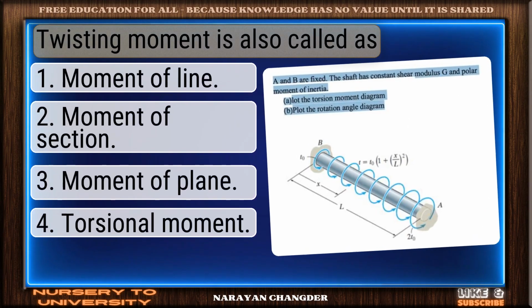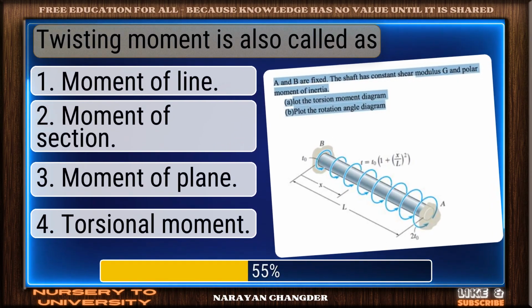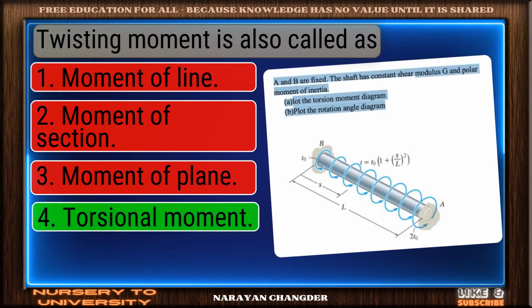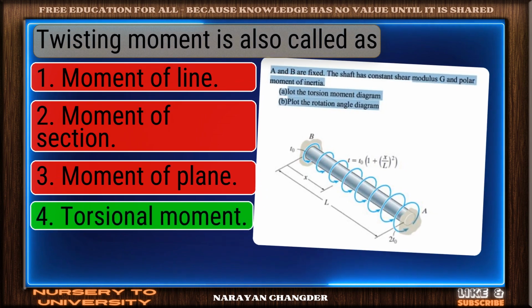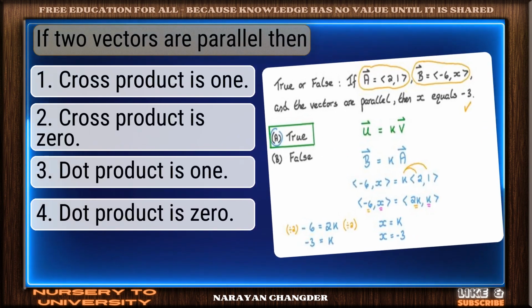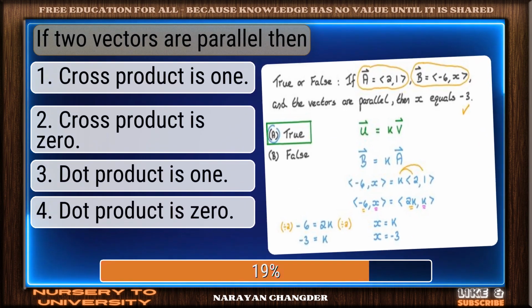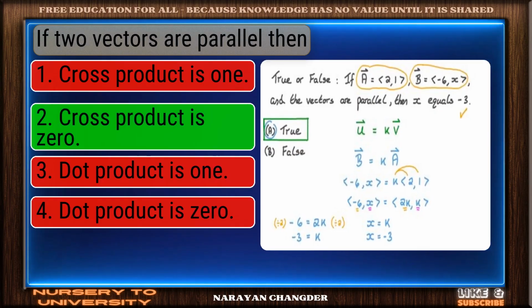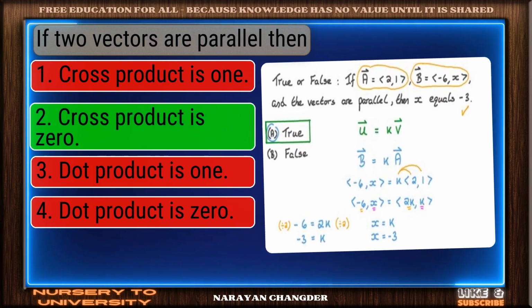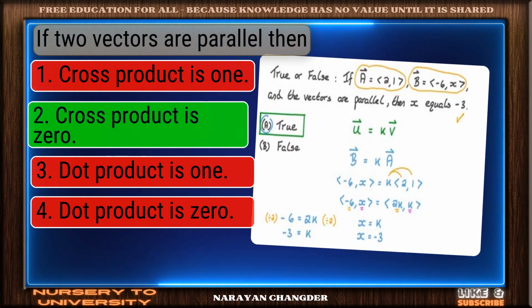Twisting moment is also called as. Valid point. Torsional moment is true. If two vectors are parallel then. Good job. Your answer, cross product is 0, works well here.